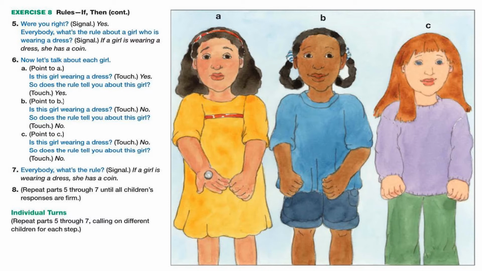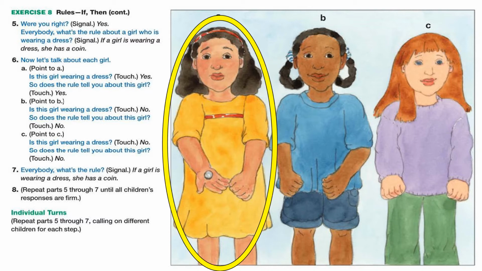Yes, if a girl is wearing a dress, she has a coin. Now let's talk about each girl. Is this girl wearing a dress? Get ready. Yes. So does the rule tell you about this girl?